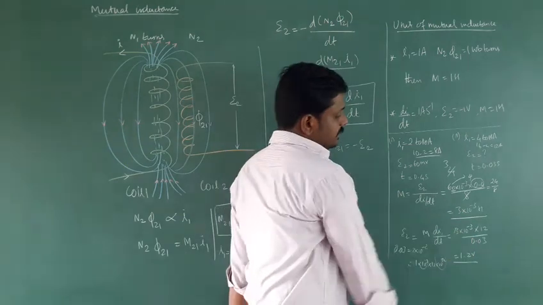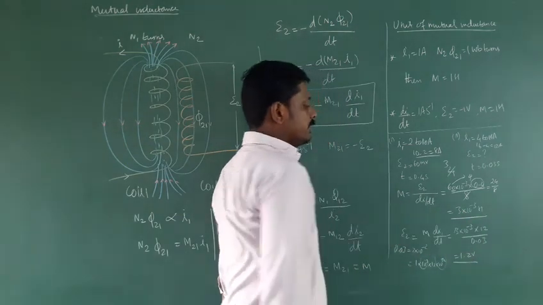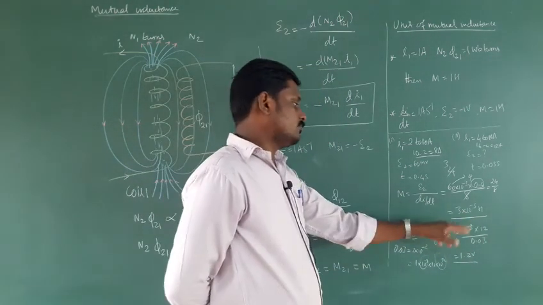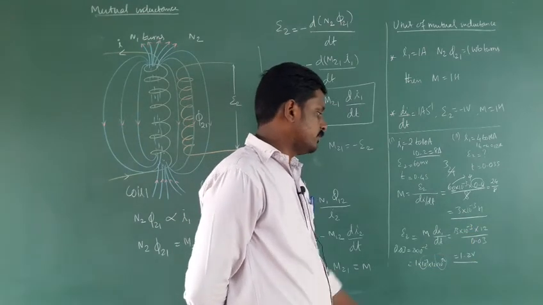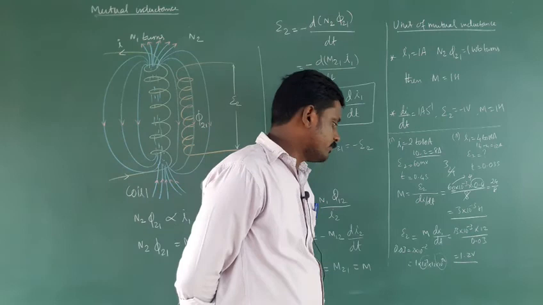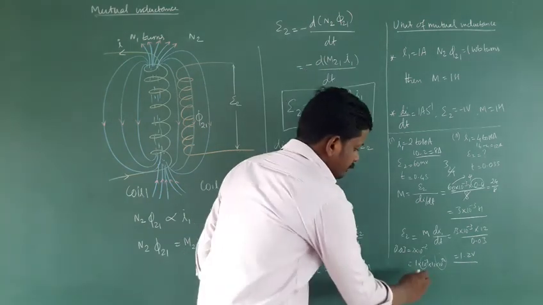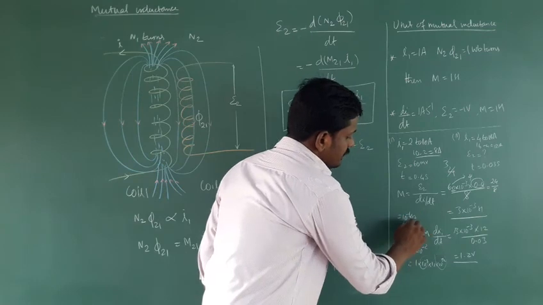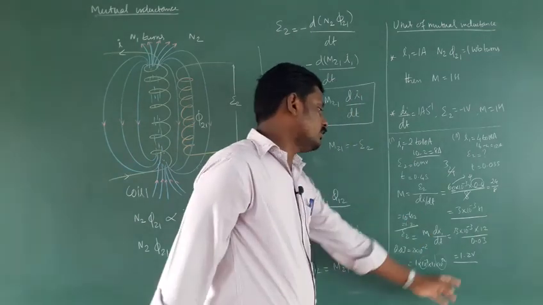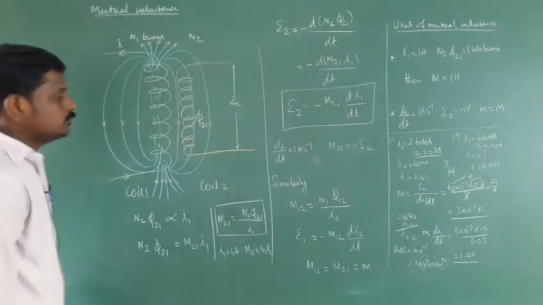So 3 cancels, then 10 power minus 2 goes to the numerator as 10 power plus 2. So 10 power plus 2 into 10 power minus 3 gives 10 power minus 1. That is 10 power minus 1 into 12, so we get 1.2. So the induced EMF produced is 1.2 volts.